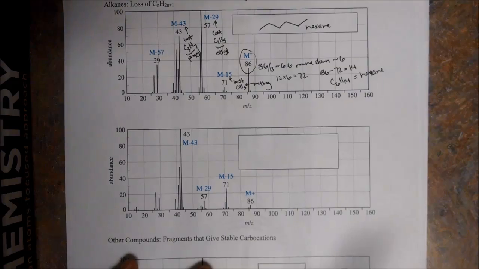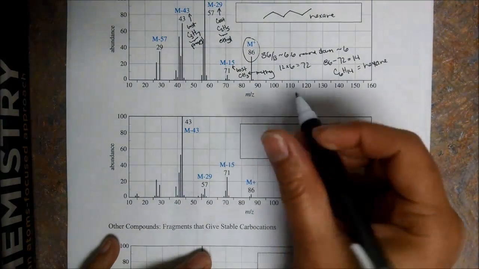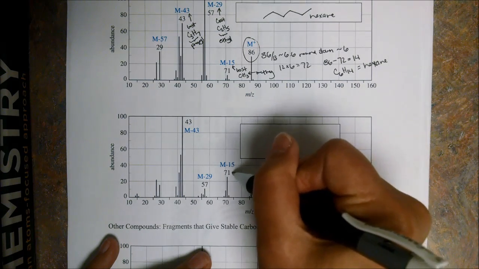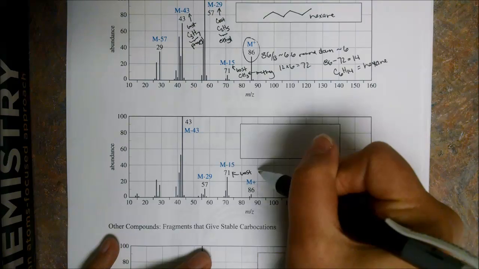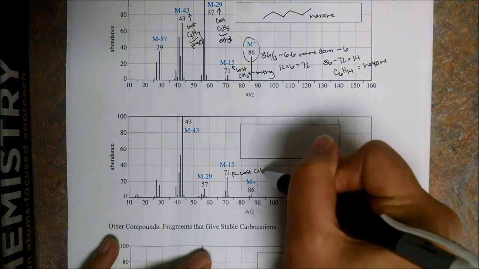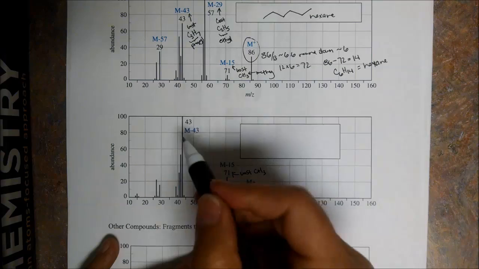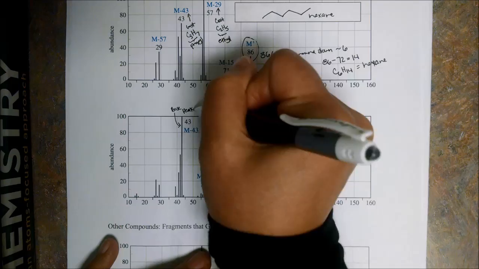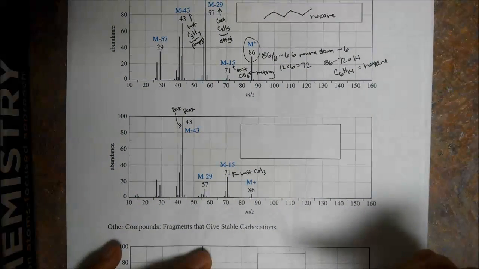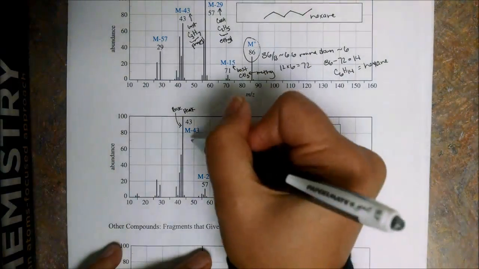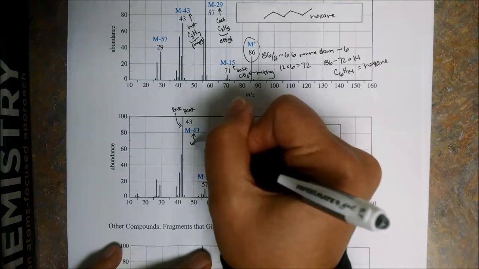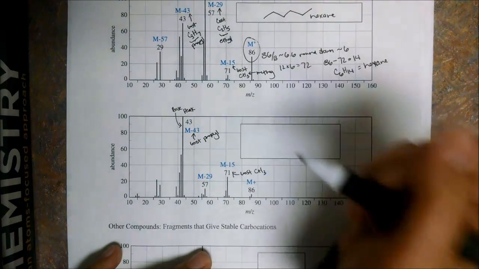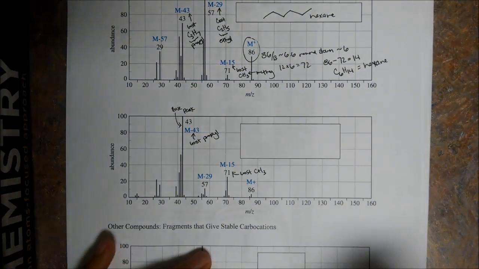Okay, here's another example. You can see here we've lost 15. What does this correspond to? A CH3. But look at this base peak here, the most abundant ion. It's a loss of 43. What does this correspond to? Remember 43? Propyl. Loss of propyl. Why could we lose a propyl as the main base fragment?